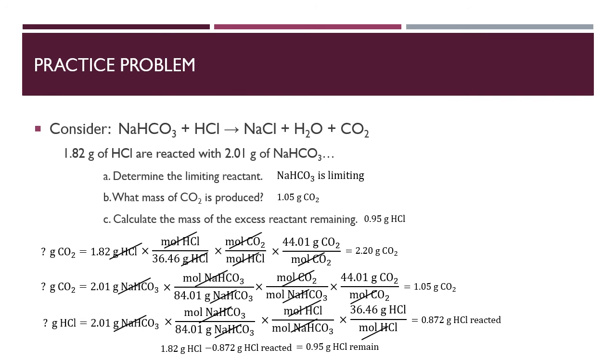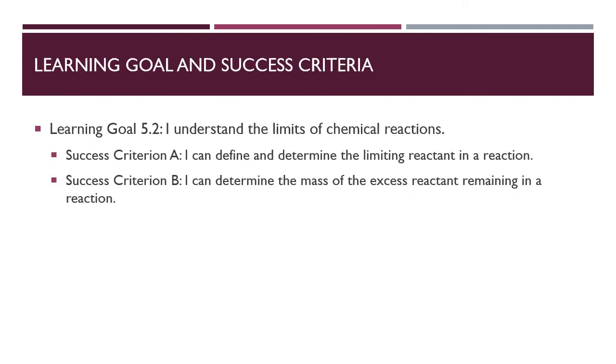So I've answered the question. Sodium bicarbonate is my limiting reactant. It will produce 1.05 grams of carbon dioxide, and I will have 0.95 grams of the HCl remaining. All right, so giving a quick overview now again of our success criteria and learning goal. So this video, we started to look at understanding the limits of chemical reactions, and we defined and determined limiting reactants from a reaction. And we also were able to determine the mass of the excess reactant remaining in a chemical reaction.